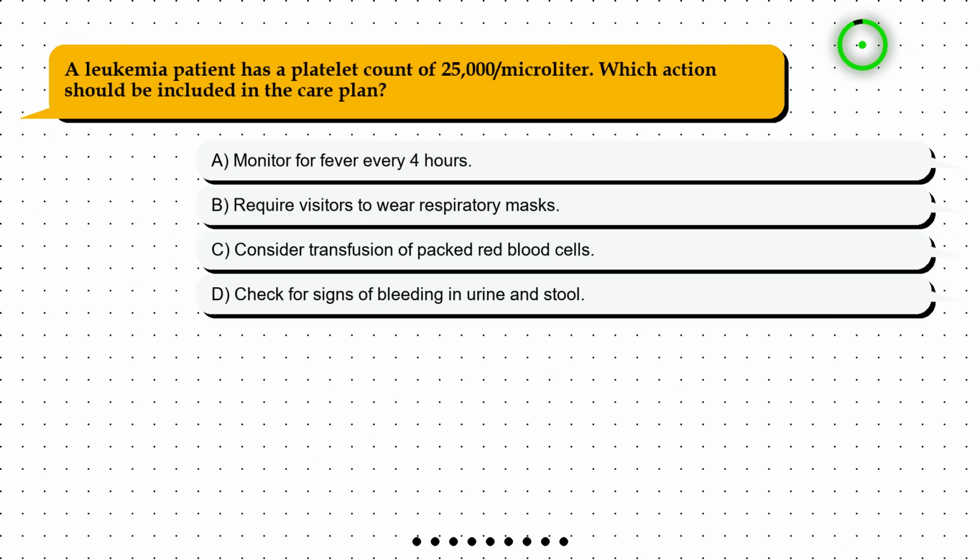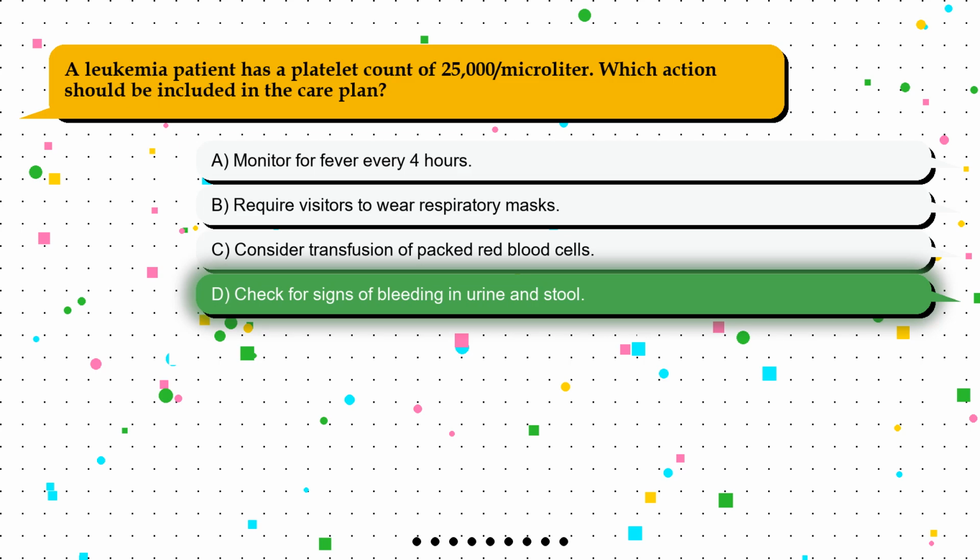Question 5. A leukemia patient has a platelet count of 25,000/microliter. Which action should be included in the care plan? Option A. Monitor for fever every 4 hours. Option B. Require visitors to wear respiratory masks. Option C. Consider transfusion of packed red blood cells. Option D. Check for signs of bleeding in urine and stool.